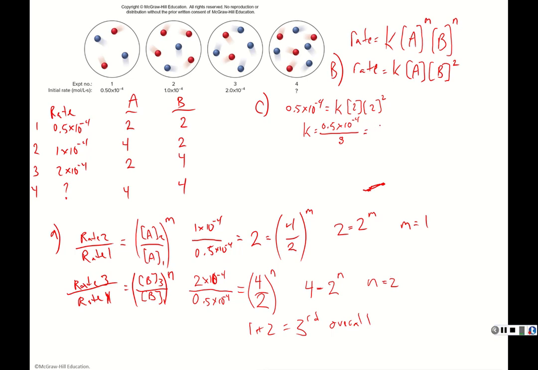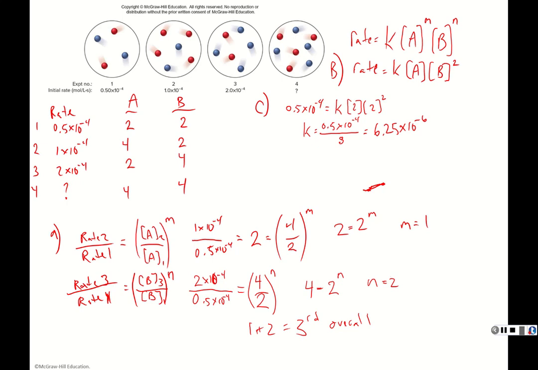So our k value is 6.25 times 10 to the minus 5. Oh, 6, excuse me, minus 6. We've used that data to calculate our k value. So the experiment 1 we've used to calculate a k value.